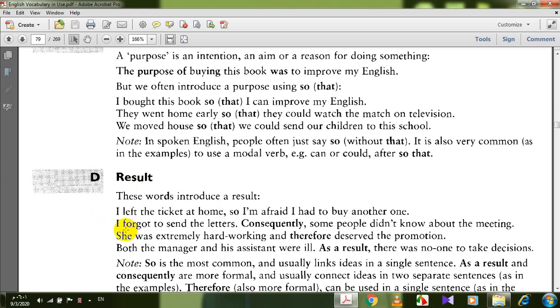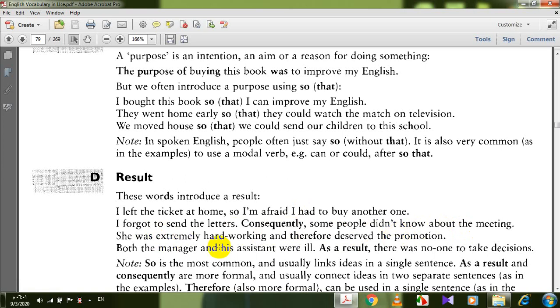I forgot to send the letters. Consequently, as a result, and we have to be careful regarding punctuation: full stop, capital letter, and comma. I forgot to send the letters. Consequently, some people didn't know about the meeting. So what comes after consequently is the result.